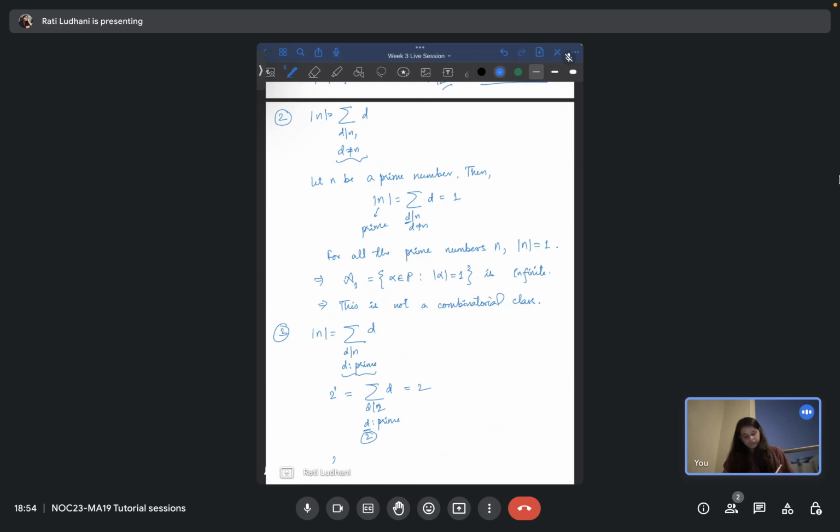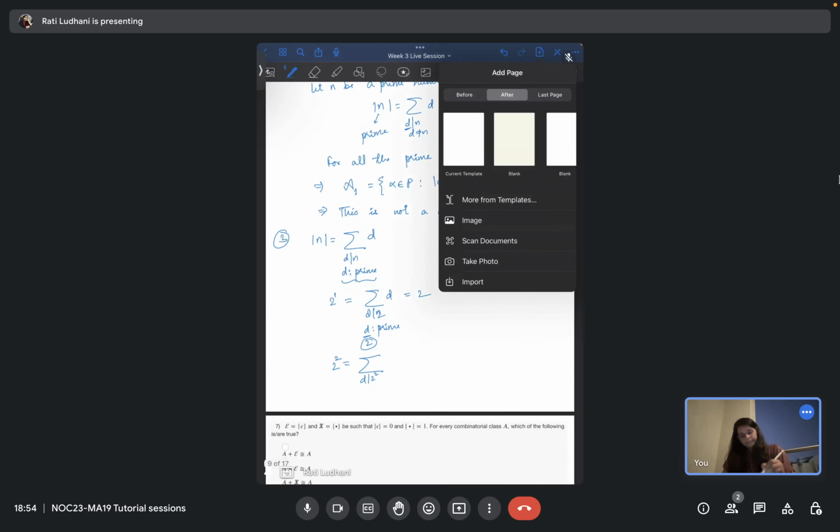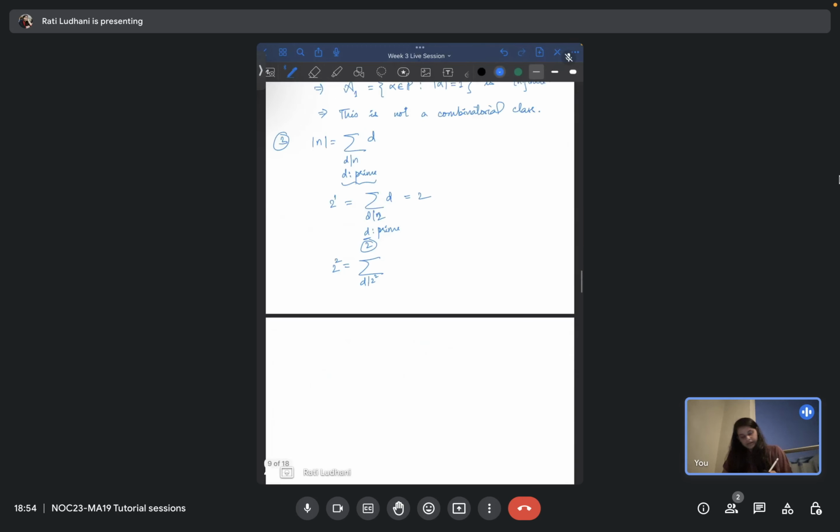Okay, and when you take 2 raised to power 2, you will again do this thing, and d is prime again. So now you have the divisors to be what? 1, 2 and 2 square. The only prime number is just 2, so you'll get 2 again.